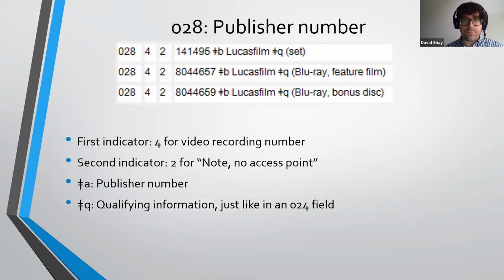028 publisher number. So here we enter 4 and then 2, and then we've got a publisher number. This will be somewhere on your object, probably on the back of the case. But otherwise, it functions just like any 020 or any other 02X field.